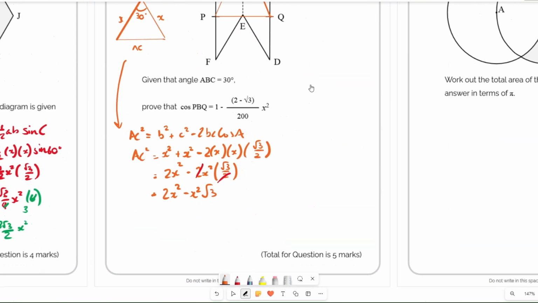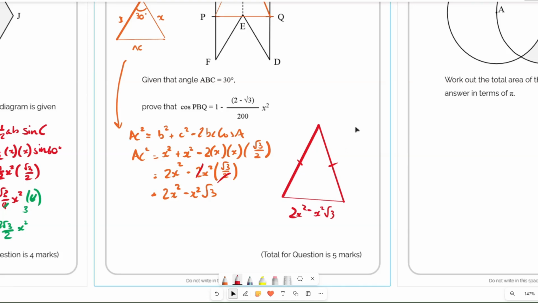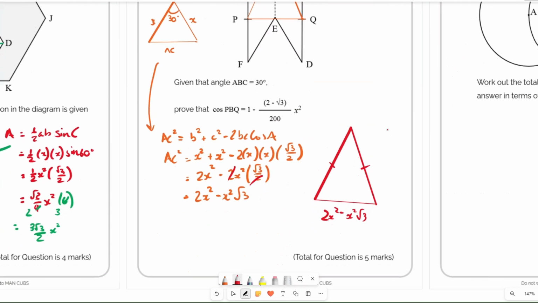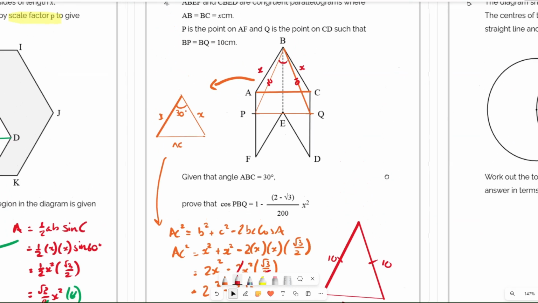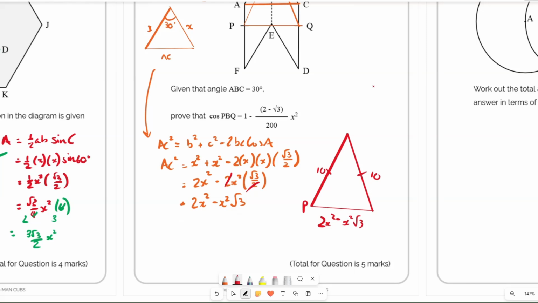So now we can look at the other triangle, the taller one. I can't draw straight lines today, can I? This one right there. Because we know that this is going to be 2x squared minus x squared root 3. We know that this is the same as that, but we can say that these are 10 because that's given in the question. And then PBQ. So I'm just going to label this PBQ. This is the angle we're going to try and work out here in orange.